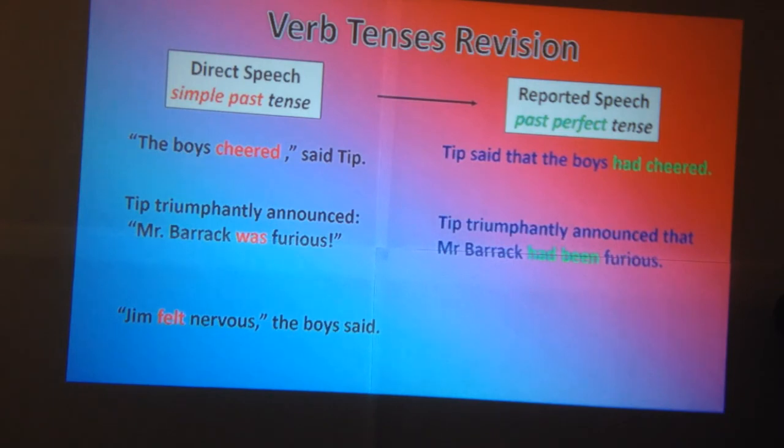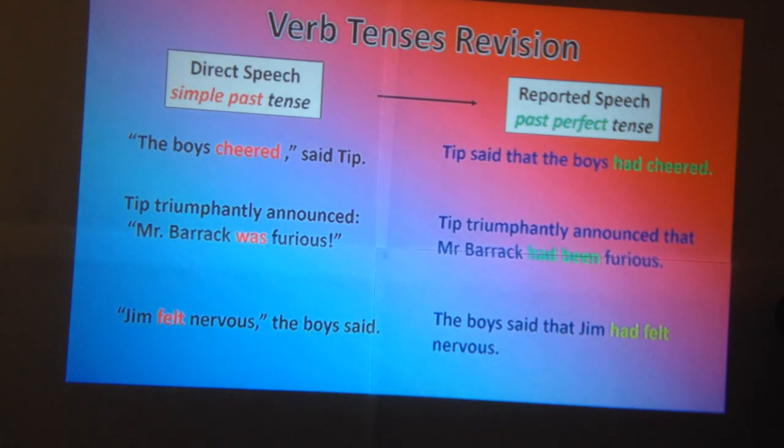Tip triumphantly announced that Mr. Barrack had been furious. So again, notice inverted commas have been removed. I've put "had been" to put it into the past perfect tense, and the inverted commas are not included. "Jim felt nervous," the boys said. In reported speech, that would be the boys said that Jim had felt nervous. Again, notice inverted commas removed, and I've placed the word "had" before "felt" to put it into past perfect tense.